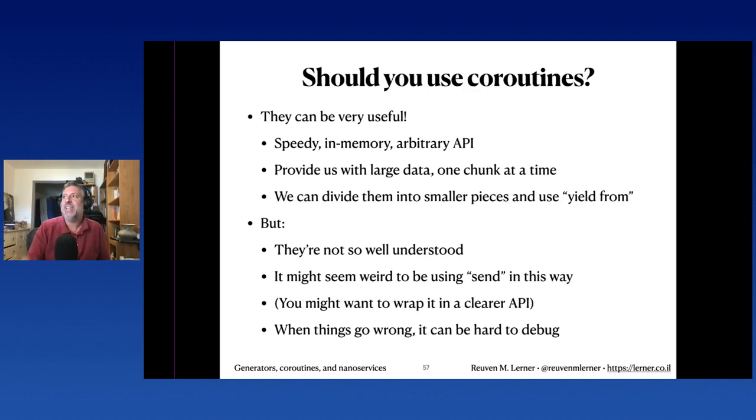Now, all this is very nice, but should you use coroutines? On the one hand, they're really useful. They're speedy in-memory arbitrary API. They can allow us to work with large data one chunk at a time, and we can divide them into smaller pieces using yield from. But they're not so well understood. It definitely seems weird to many people to use send in this way. And when things go wrong, debugging can be kind of hard.